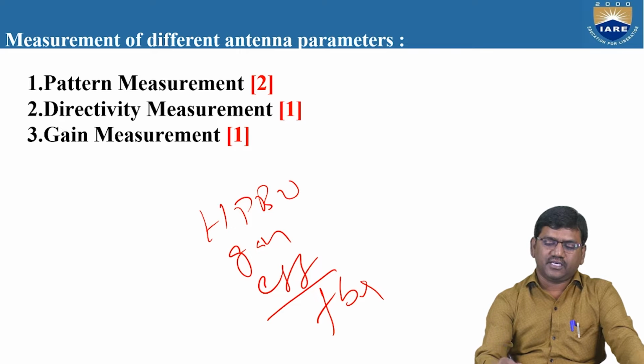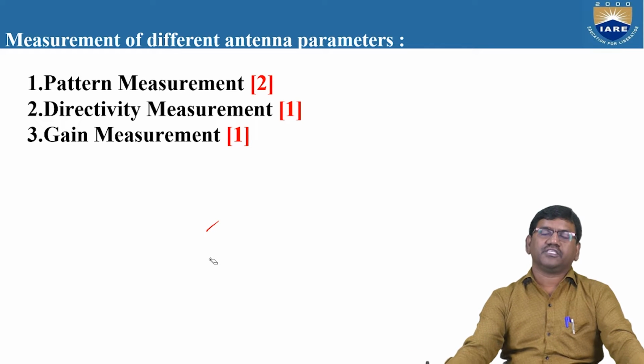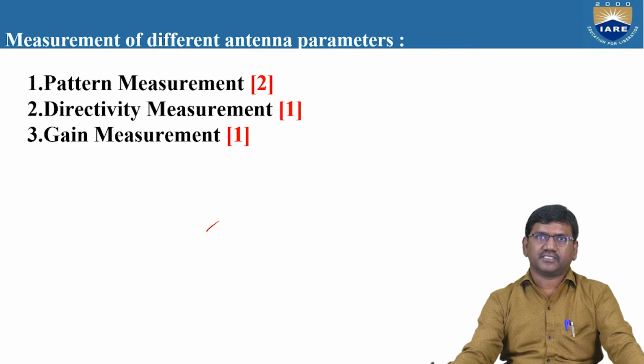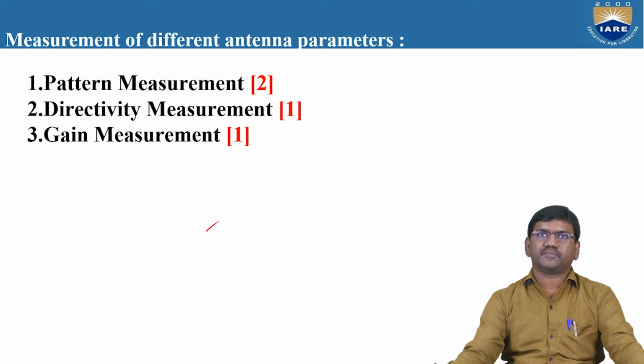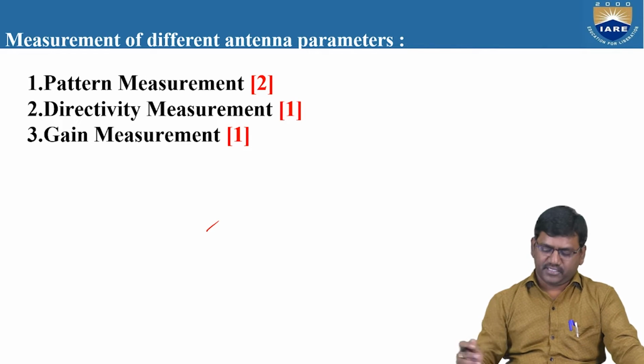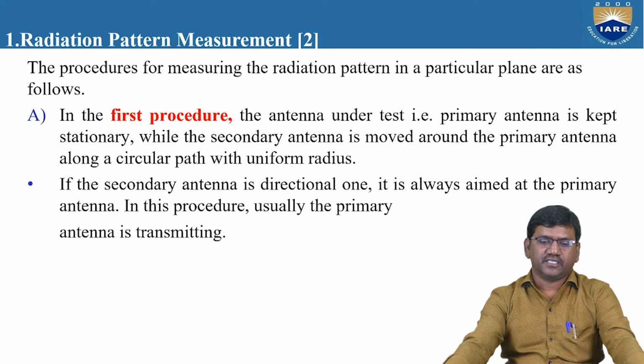Out of these parameters, we are going to see what is the basic setup required for measuring these parameters. Let us see these three concepts today: the radiation pattern measurement setup, the directivity measurement and the gain measurement, and what are the methods or approach followed to measure these parameters. The first one is the radiation pattern measurement.